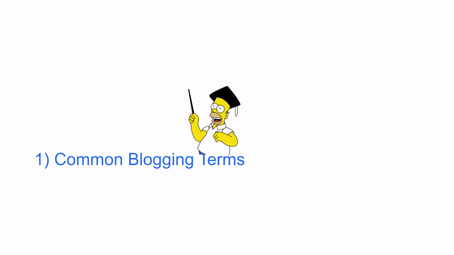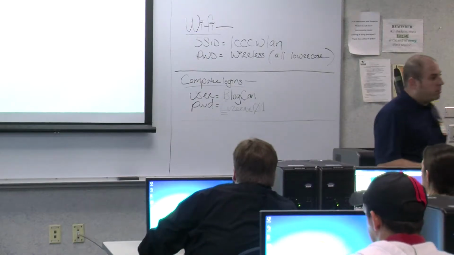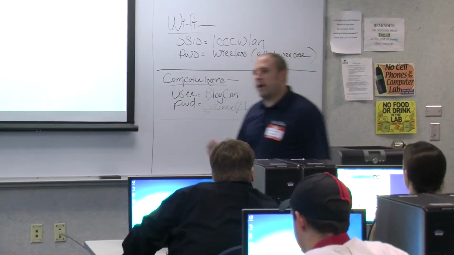So let's start off with some common blogging terms. A blog. You're going to see a lot of these are pretty short and simple, but we're going to talk about them a little bit more. A blog is short for weblog, or an online diary. When blogs first started becoming popular, believe it or not, it was as early as 1993, and blogs back then were known as zines, short for magazine.